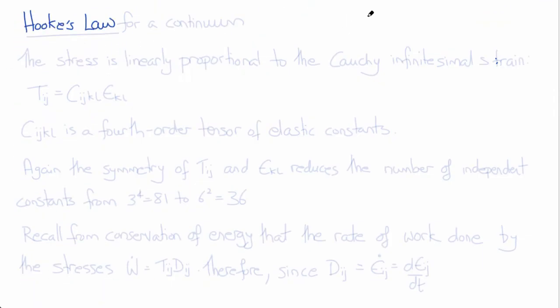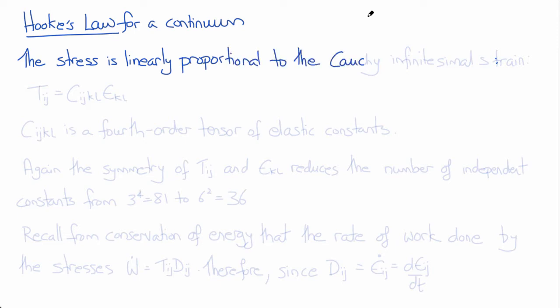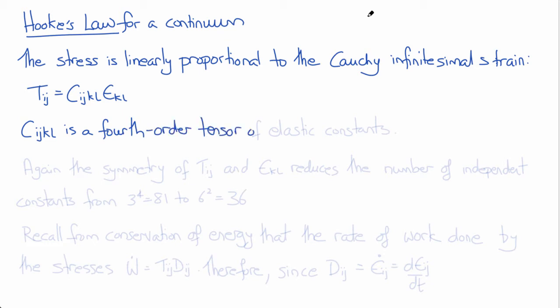So with that background, let's derive Hooke's law for a continuum. In a linearly elastic Hookean solid, the stress is linearly proportional to the Cauchy infinitesimal strain. So we can write that the components of the stress tensor Tij equal Cijkl times epsilon kl, where Cijkl are the components of the fourth order tensor of elastic constants.